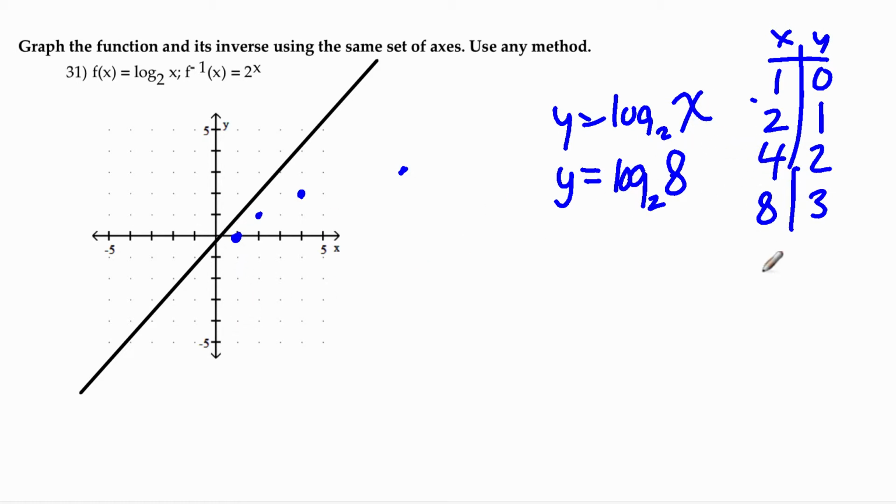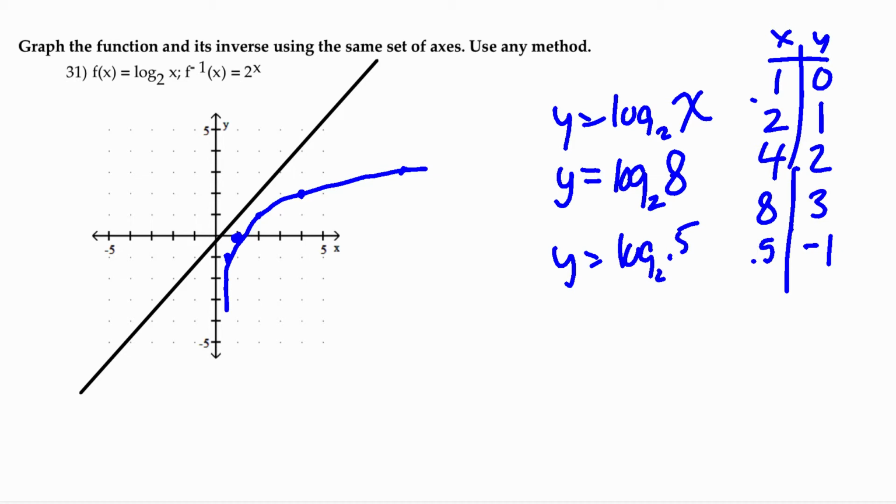If x was 0.5, what would y be? Try that on your calculator. So log base 2 of 0.5. You'd have to go log 0.5 divided by log 2. I think it gives you -1. So I'm at 0.5, I'm at -1. And you'll see that the graph of this one just keeps going closer and closer to that x-axis, but never touches.